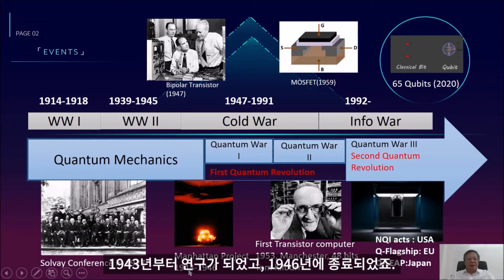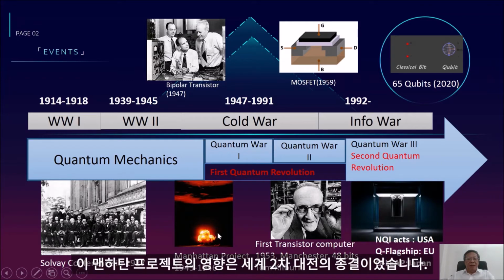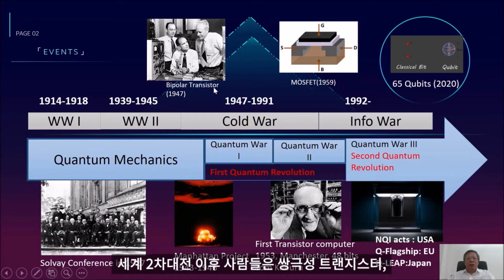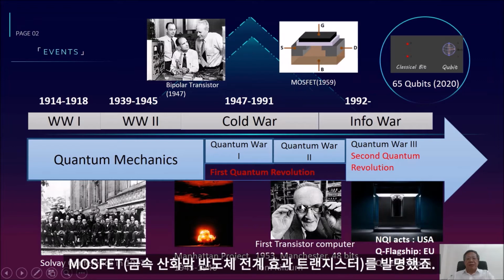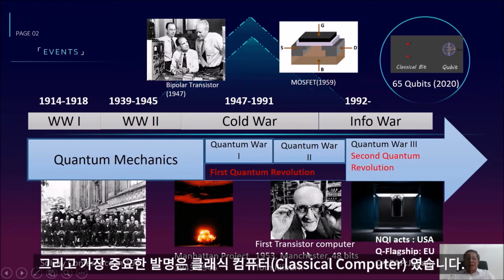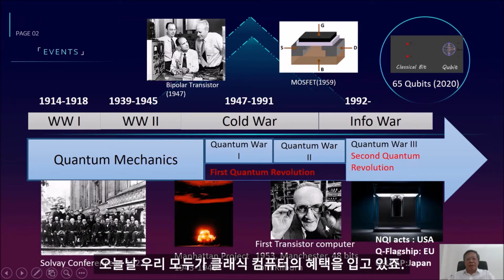The first impact of quantum science, people can say, is the Manhattan Project. It started in 1943 and ended in 1946. The impact of the Manhattan Project was to end the Second World War. After World War II, people invented the bipolar transistor, the MOSFET, and the most important of all, the classical computer. And we all benefit from the classical computer nowadays.